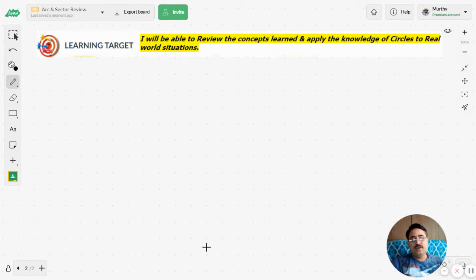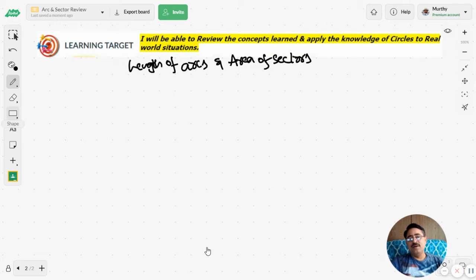So, the topic for the day is, as I mentioned before, we'll be discussing how to find the length of arcs and area of sectors. So, first of all, what is an arc? What is a sector? Let me draw a circle.